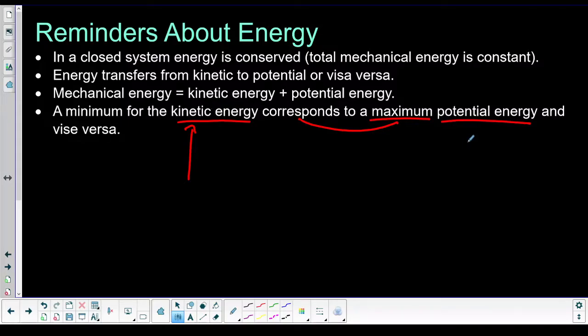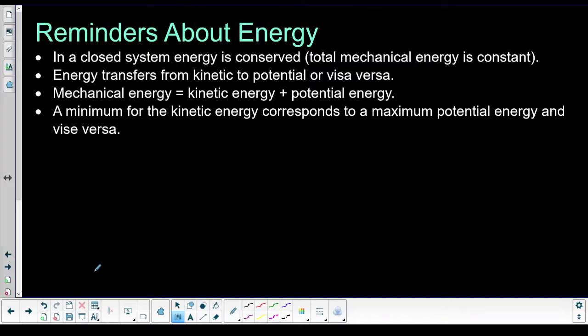So what they're going to do is they're going to give you the potential energy, and then you have to know that they're conserved. So if this one's at a max, this one's at a minimum, and then you know when it's going the slowest, right? So just be aware that they're going to ask you about one of them. You've got to look at the other one and know about this relationship between them to be able to answer the question. So there's our reminders about energy.